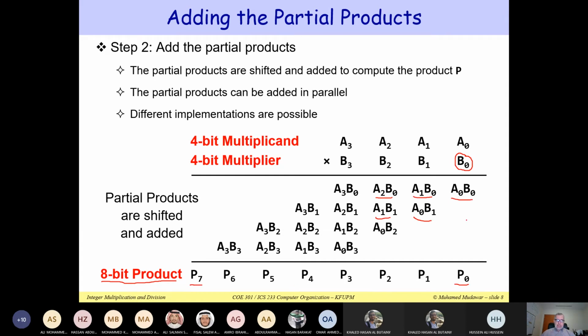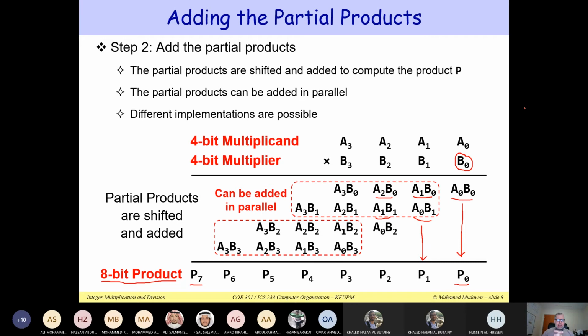Now, notice that P0 is nothing but A0, B0, so I can just drop this bit. But to get P1, you have to add these 2 product bits vertically, and you might actually get a carry, and the carry has to be propagated, and so on. So how do we add these partial products? We have different possible implementations. I'm going to show you more than one way to add these.